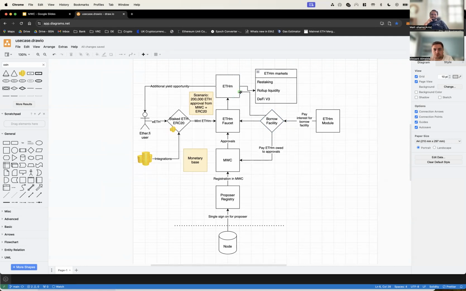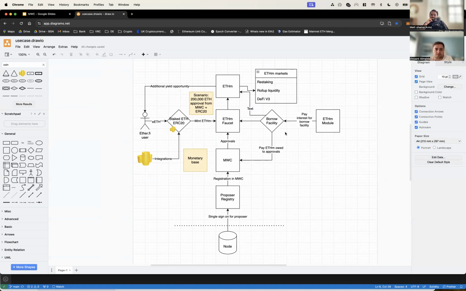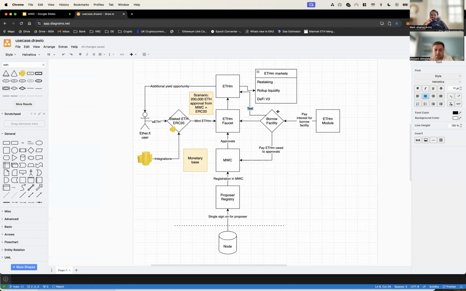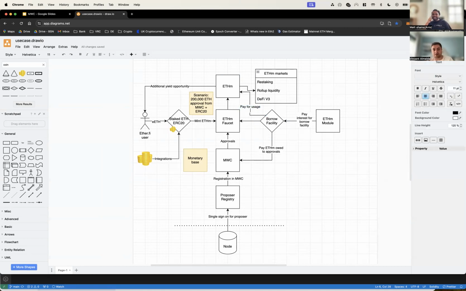Right. Okay. So the ETHm holders are paid secondary. Yeah. Right. Okay. But they are paid, right? So, pay for use. Okay. Right. Yield staker. Yeah.